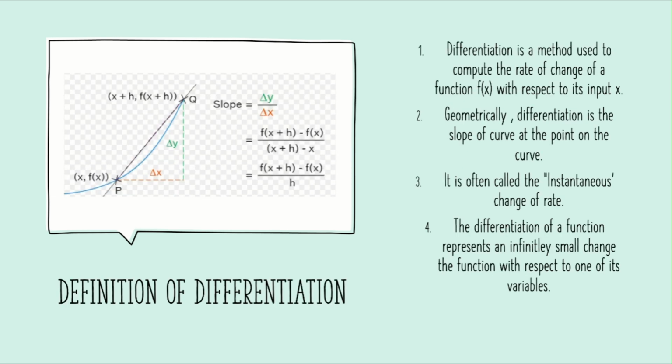So what is differentiation? Differentiation is a method used to compute the rate of change of a function with respect to its input. Geometrically, differentiation is the slope of a curve at a point on the curve. It is often called the instantaneous rate of change. The differentiation of a function represents an infinitely small change in the function with respect to its own variables.